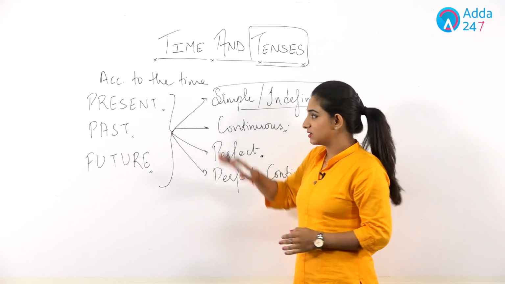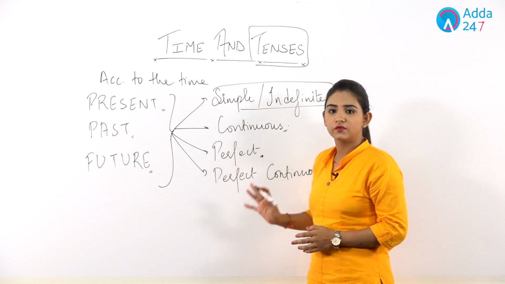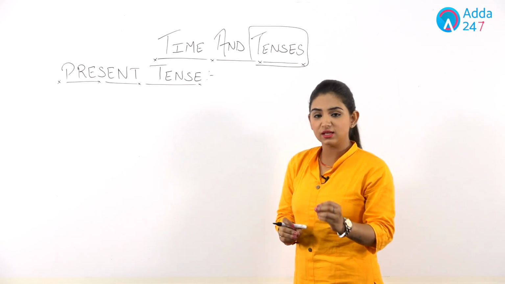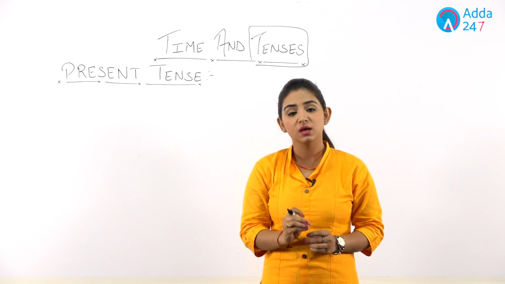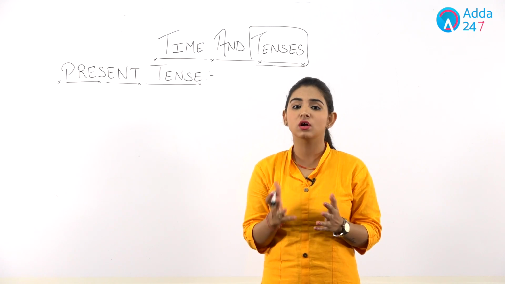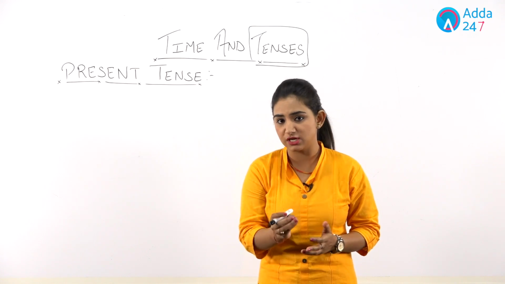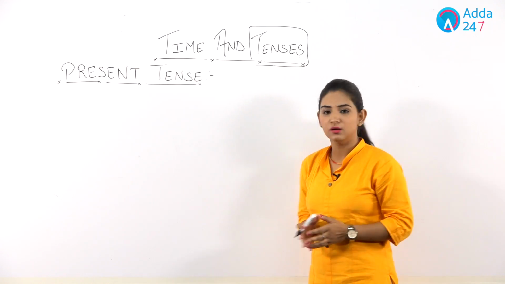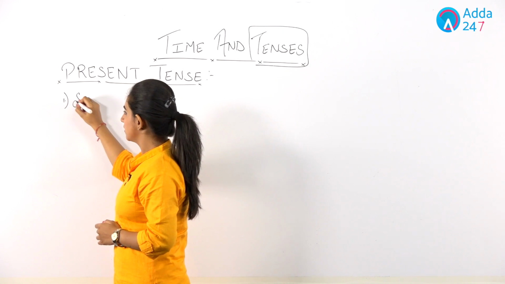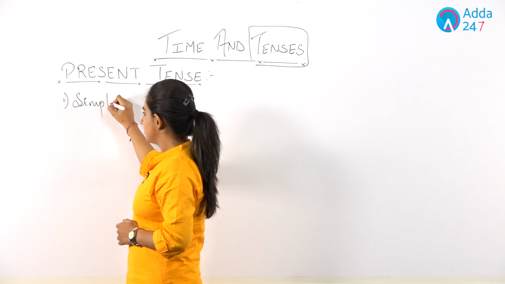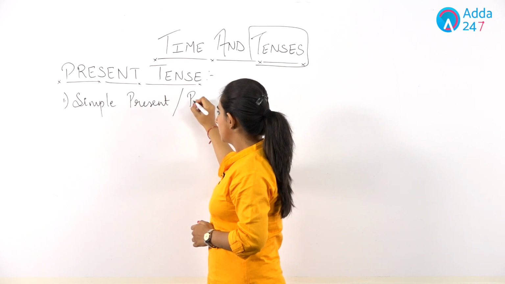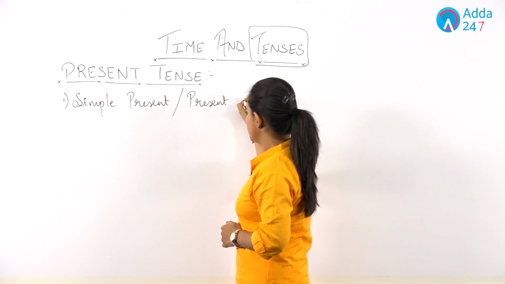Now let's discuss the present tense and its four different types. Now if we come to present tense, it says anything which is going on at the time, any habitual action, a universal truth or a state or condition of a subject. That is all what comes under present tense. Now defining present tense, first is simple present or present indefinite.